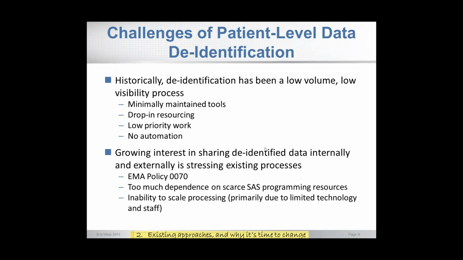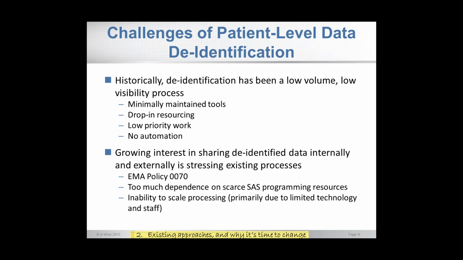But the growing interest in making this data available for secondary use is really starting to stress these processes in place. Whether you're outsourcing the work or trying to identify teams within your organization to perform the work, there's a lot of influence and pressure to do things faster and at greater scale. Some of that's related to EMA Policy 70.